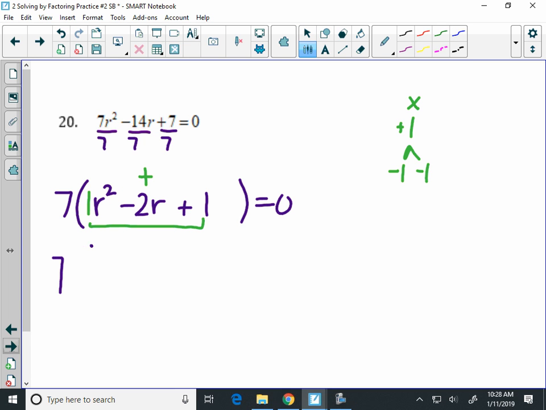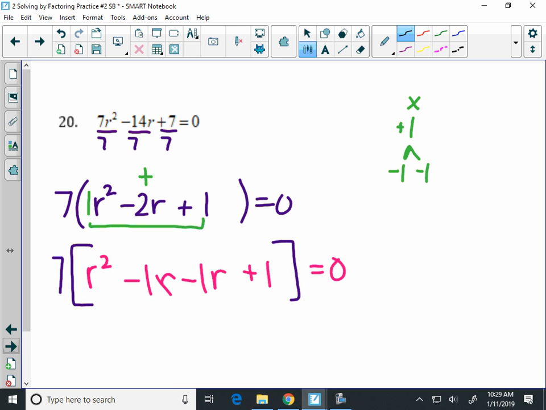All right, my 7 stays in front. I'm going to put brackets. You can use parentheses. I'm going to split the middle here. So I have the r squared and the plus 1 stay the same. Inside, I'm going to split that up into minus 1r minus 1r. Now I have 4 terms inside my bracket. I'm going to group them together to finish factoring here.